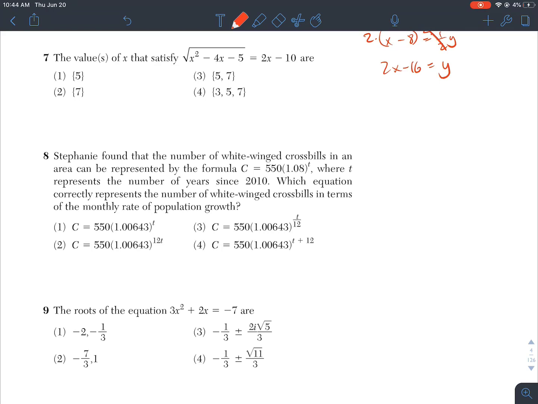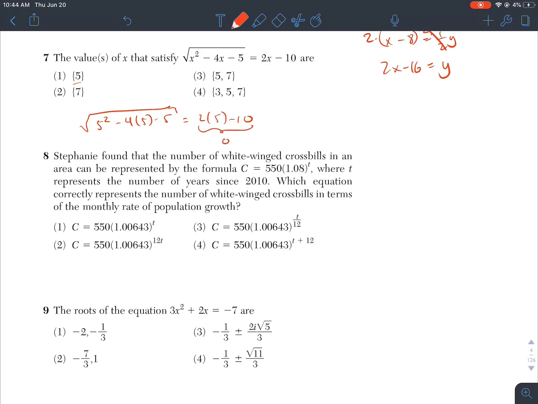Number 7, probably the easiest way to do this one is to plug in the answer choices. You can solve it directly by squaring both sides. But since we'll have to check the answers anyway, I think we should just plug into both sides here. So plugging in 5 to both sides gives us square root of 5 squared minus 4 times 5 minus 5 equals 2 times 5 minus 10.